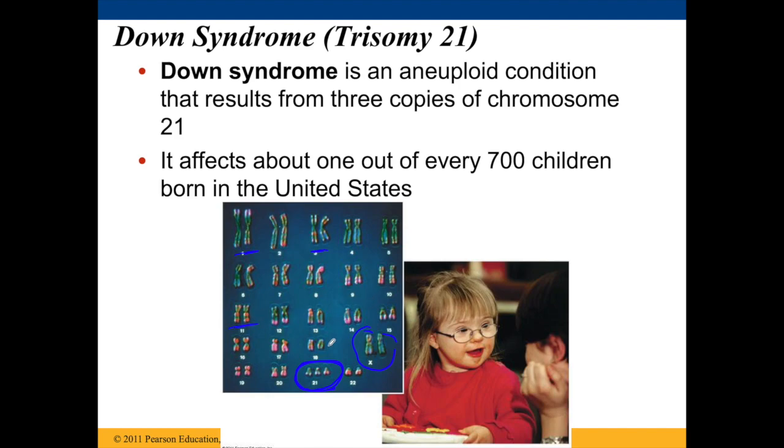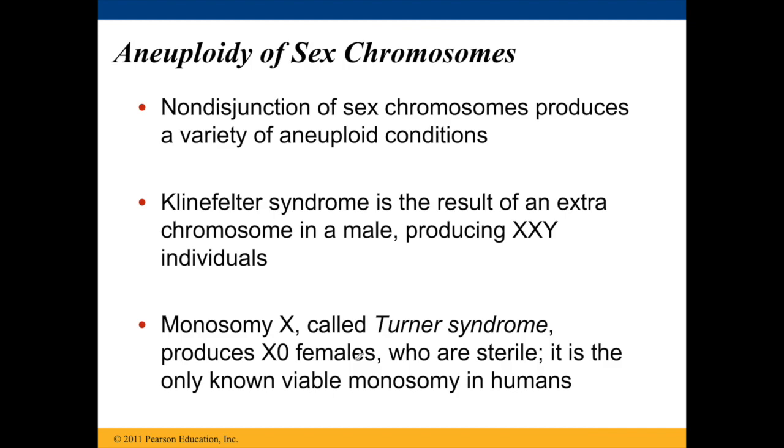Only one copy of chromosome 11 is lethal. The only ones you can live with abnormal numbers of copies of are chromosome 21 or the sex chromosomes. Chromosome 21 causes Down syndrome. Or the sex chromosomes: you can, for example, have an individual that has two copies of chromosome X and a copy of chromosome Y. So you have two X's and a Y.